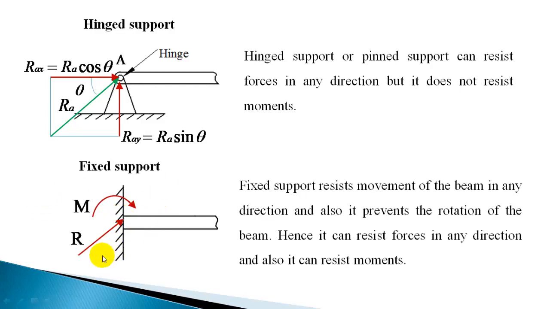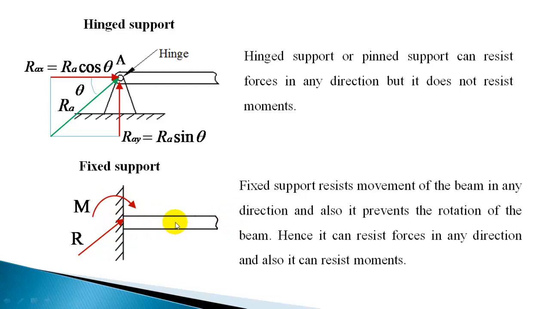So the reaction from this, you can take as inclined, and again you can resolve it into two components, x component and y component, and also you can assume a resisting moment. The resisting moment sometimes may be zero, depending on the forces transmitted. If no load is acting, there will not be any moment or any reaction. Neglecting the weight of the beam, there will not be any reaction or any resisting moment.